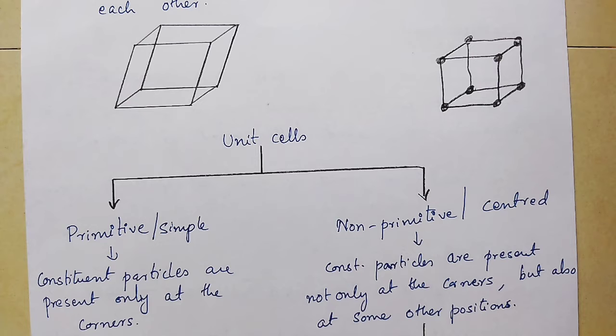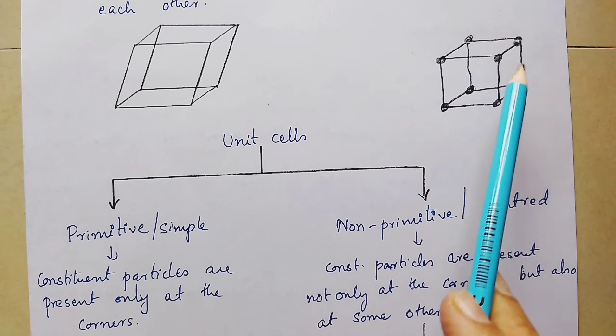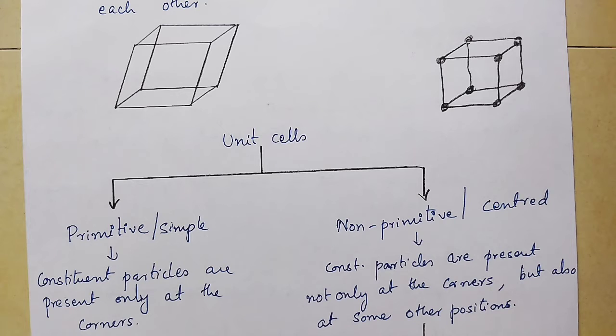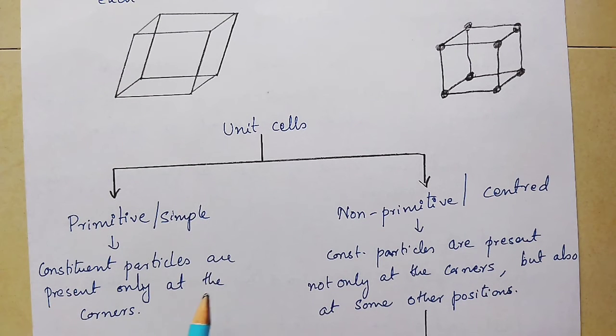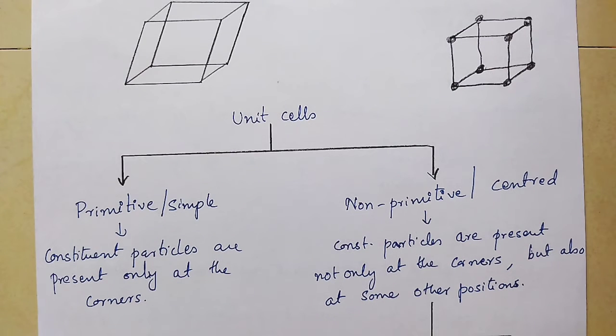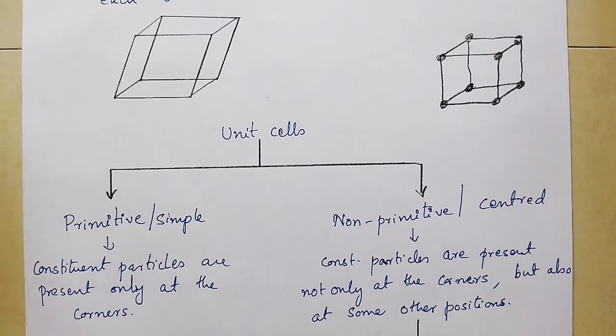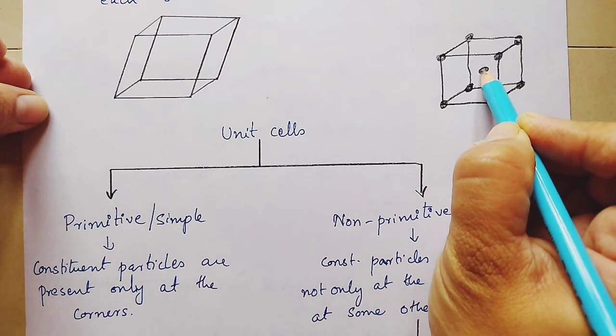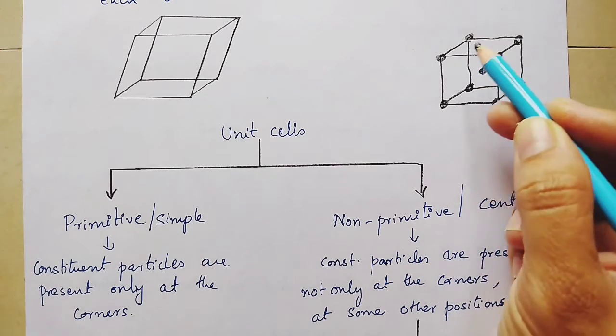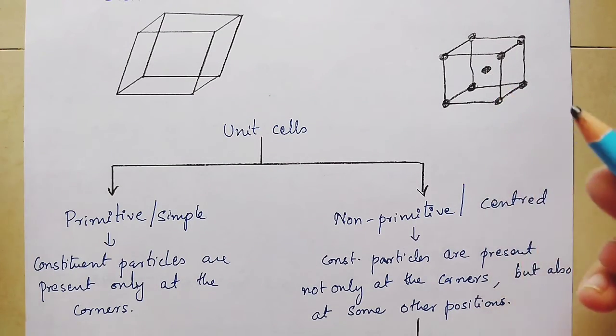Consider this unit cell. Here we can find constituent particles only at the corners of the unit cell. So, if the constituent particles are present only at the corners, then you can call it a primitive or simple unit cell. Now, what is meant by non-primitive unit cell? When the constituent particles are present not only at the corners but also at some other positions of the unit cell, you call it a non-primitive or centered unit cell. For example, something like this. You can find one constituent particle at the center of this unit cell, which is not a corner. You can call it a non-primitive or centered unit cell.